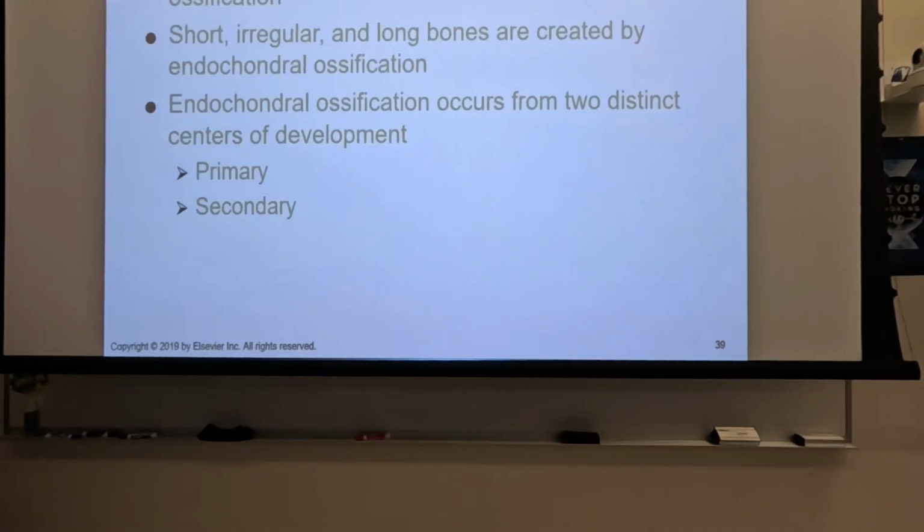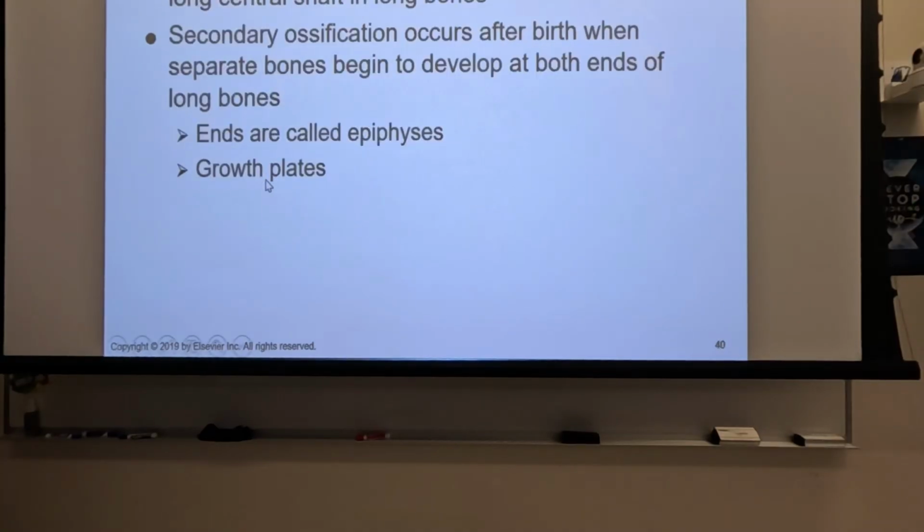So flat bones, again, we're going to get into the different types of bones. Flat bones are just that, they're flat. Short bones, irregular bones, long bones, create the difference in those ossification types. Flat bones are intramembranous, and the rest of them are through endochondral. So those bones have two different centers, primary and secondary.